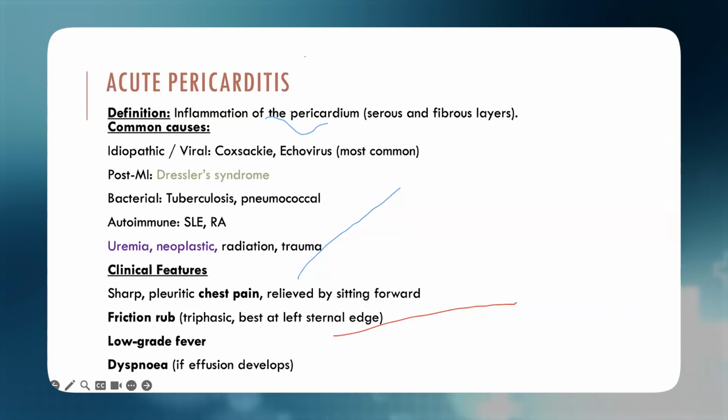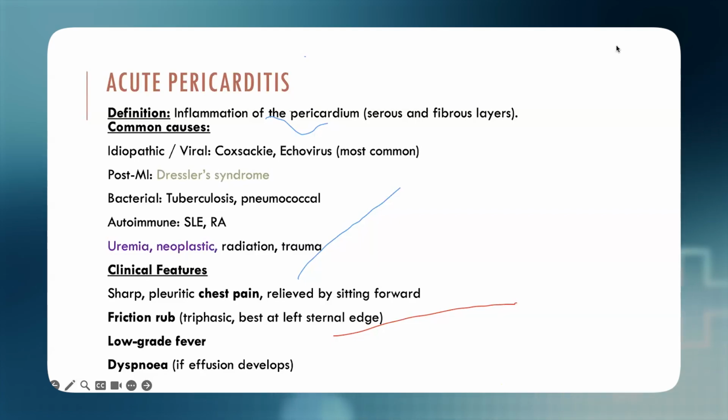Acute pericarditis is inflammation of the pericardium, of both the serous and the fibrous layers. Common causes are viral, Coxsackie or echovirus. Post-MI, we just discussed, is Dressler syndrome, usually self-limiting. Bacterial, tuberculosis or pneumococcal. Autoimmune, SLE or rheumatoid arthritis. Other causes are uremia, that is CKD patient, neoplastic, radiation or trauma.